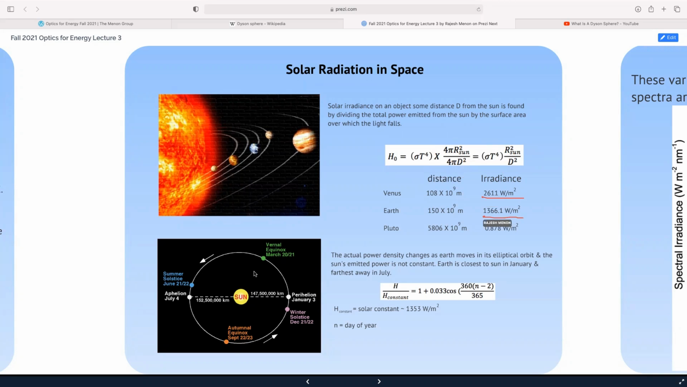Earth gets something like 1366 watts per meter squared. But Pluto gets a very small fraction of that, 0.878 watts per meter squared. Makes sense because it's farther away. Now, these are idealized numbers.